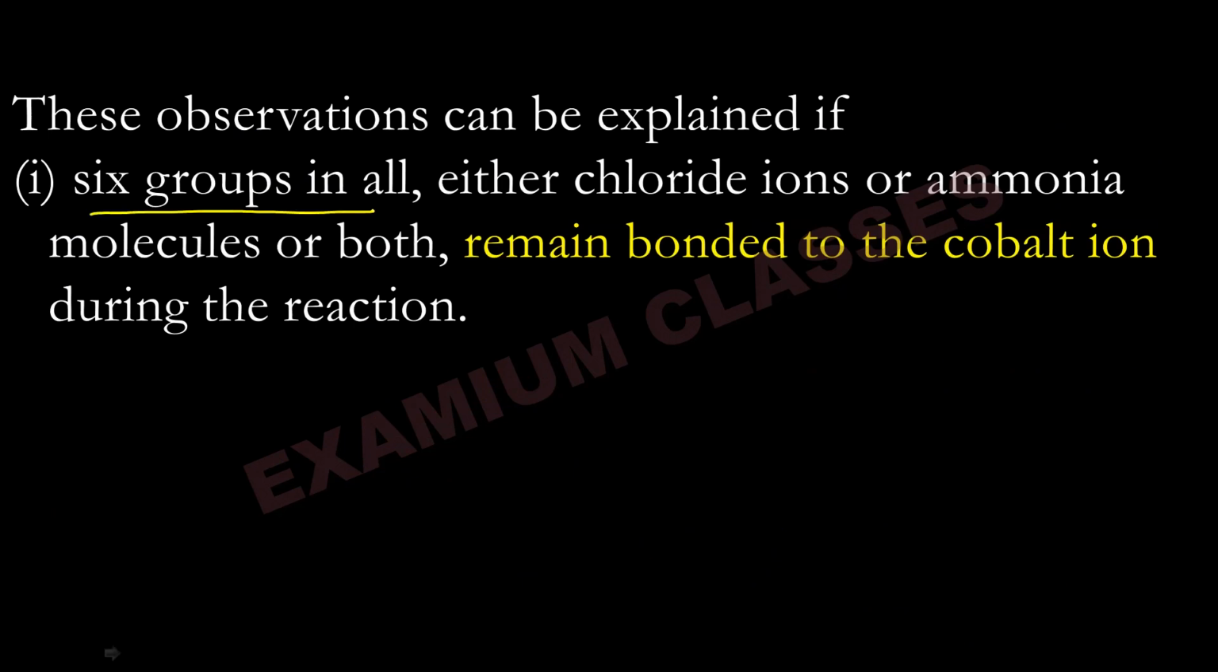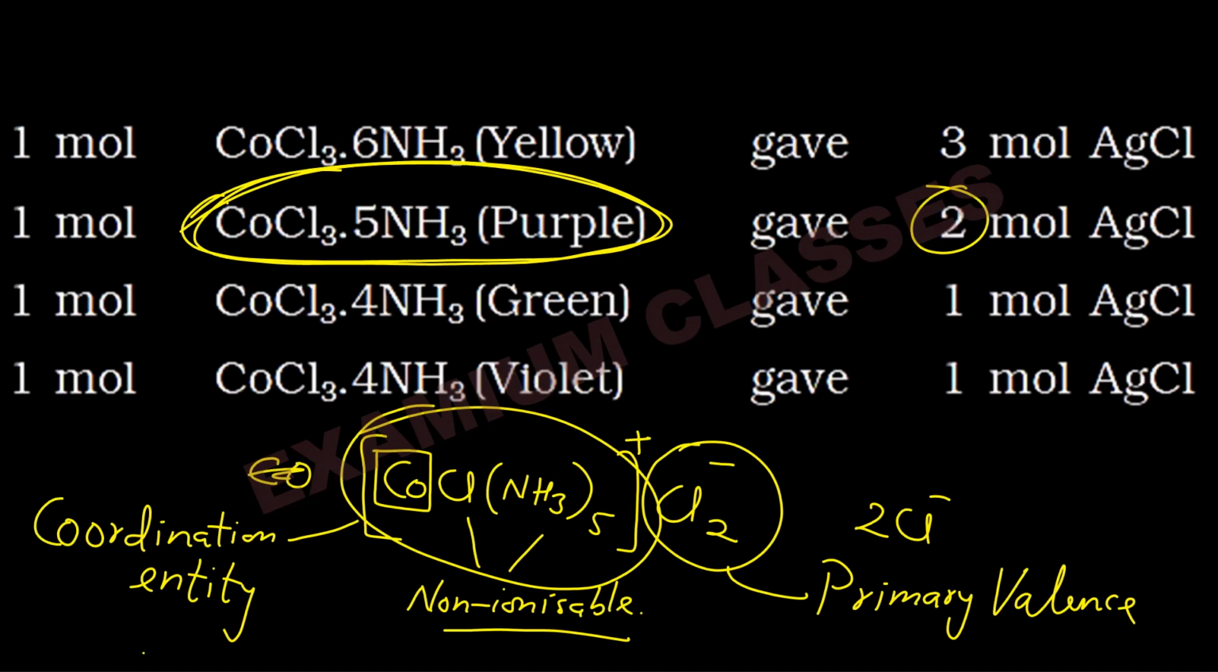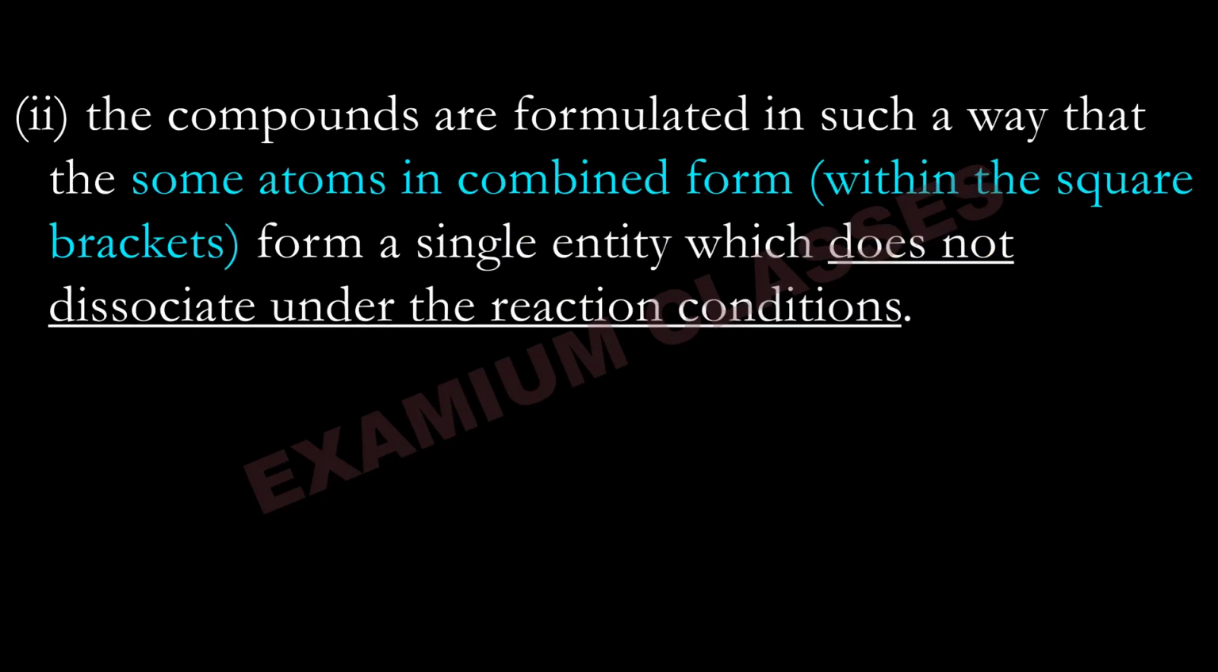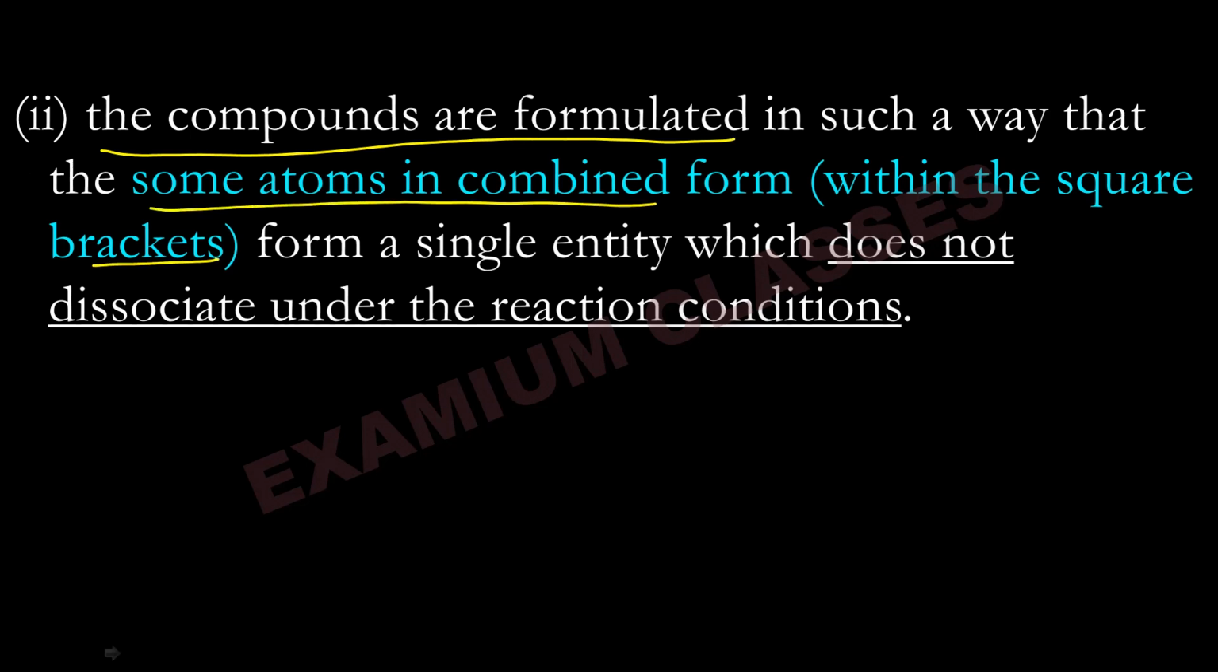6 groups in all, either chloride ions or ammonia molecules, both remained bonded to the cobalt during the reaction. So there were 5 ammonia molecules as well. It was not only 1 chlorine. I am going back. Is it only chlorine attached to this cobalt? These 5 ammonia are also attached to cobalt within the coordination sphere. So the compounds are formulated in such a way that some atoms in combined form within the square brackets form a single entity which does not dissociate under the reaction conditions, means they are non-ionizable.